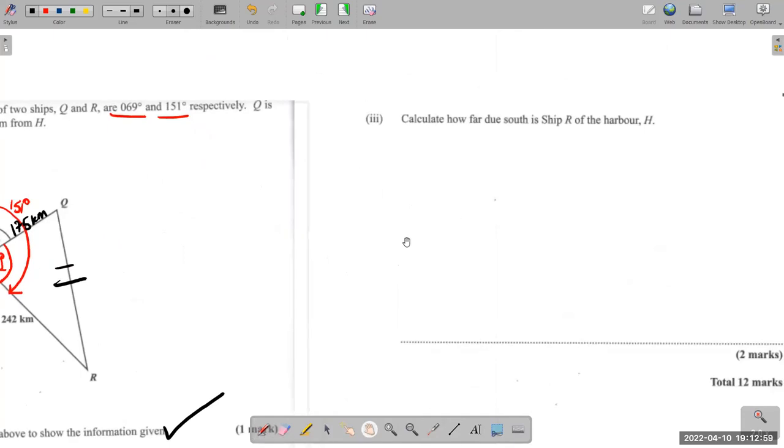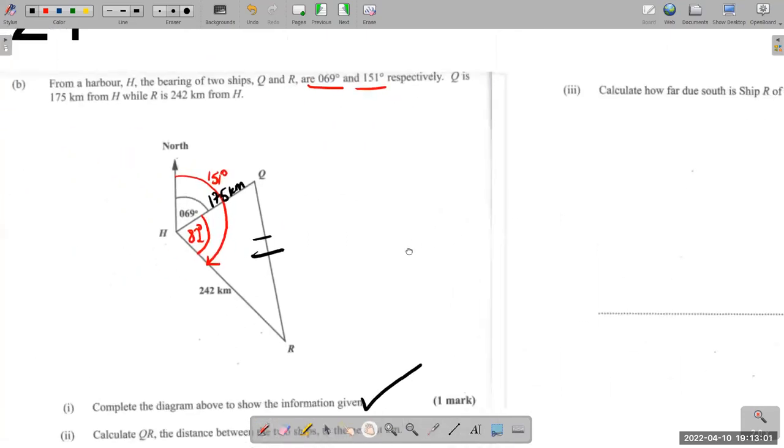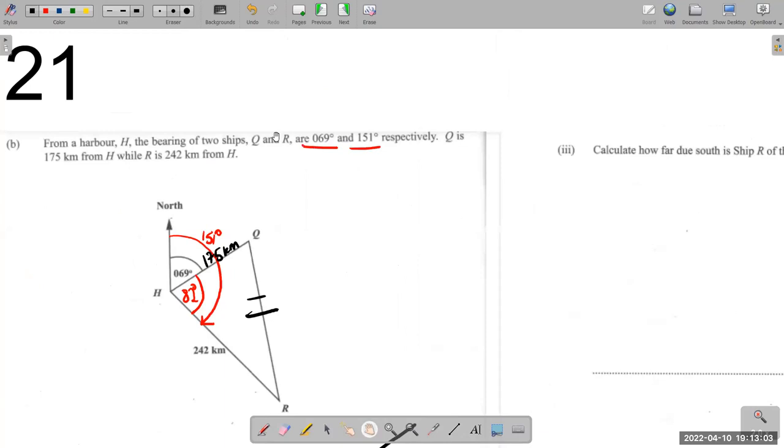All right. Remember, it says here, the bearing of two ships, Q and R. So that means respectively, right after the other. So this is the bearing of Q. This is the bearing of R. Look at where R is. You see it? And don't ever be afraid to reread it to make sure you're clear on everything. All right? Okay, good. So guess what we're going to do now?